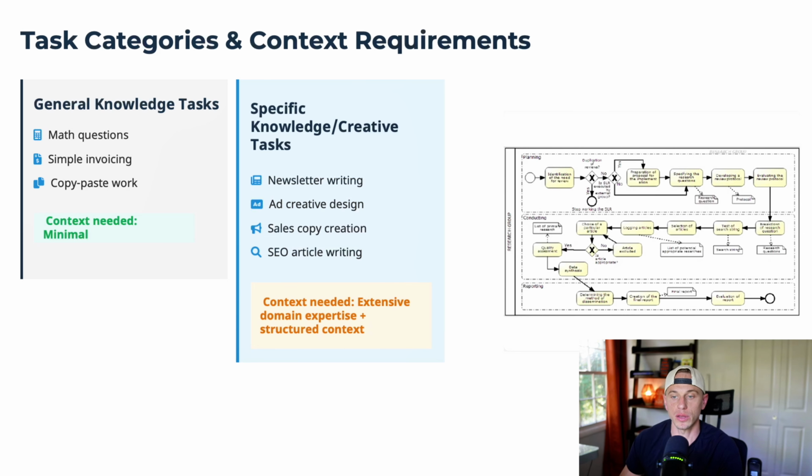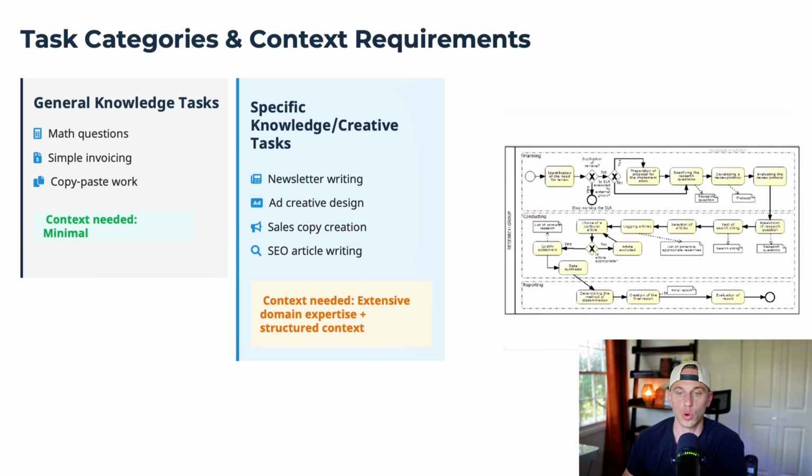Now, if we think about task categories and context requirements, so with general knowledge tasks, math questions, invoicing, copy paste work, very minimal context is needed because these are kind of universal, and it's not that hard for the AI to do. It's actually very efficient at things like math. But when we're talking specific knowledge and creative tasks, this is where AI really struggles and breaks down to a certain extent. So if we're thinking about newsletter writing or ad creative design or sales copy creation or SEO article writing, extensive context is needed because you have domain expertise plus structured content, and it needs to spit it out in a way that is very easy to understand.